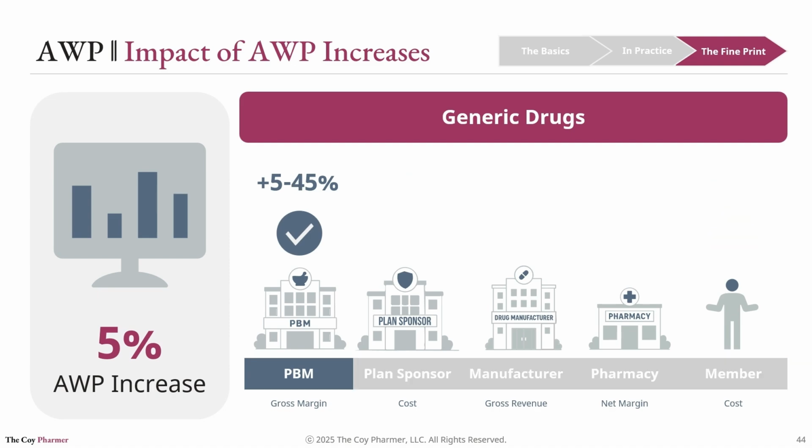In this last example, we'll talk through generic drugs in the event of a flat member copay. So for example, the member has a copay of $10 on all generic products. So again, the PBM is reimbursing the pharmacies at MAC. They may be able to increase what they're charging plan sponsors based on the way that the contract is structured around AWP, so they could increase their margin anywhere between 5 and 45%.